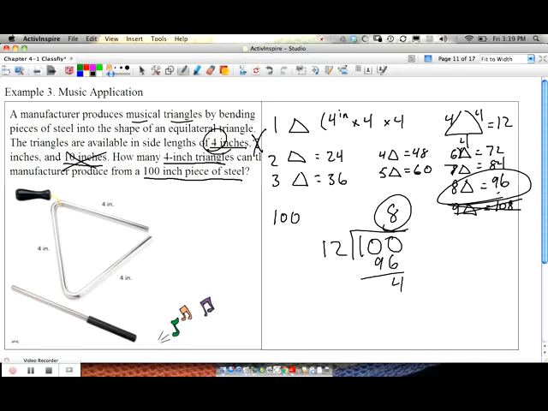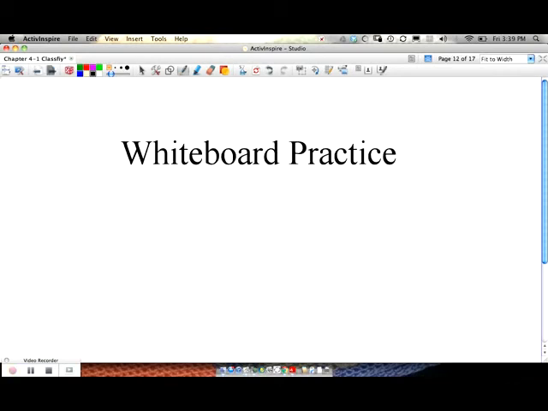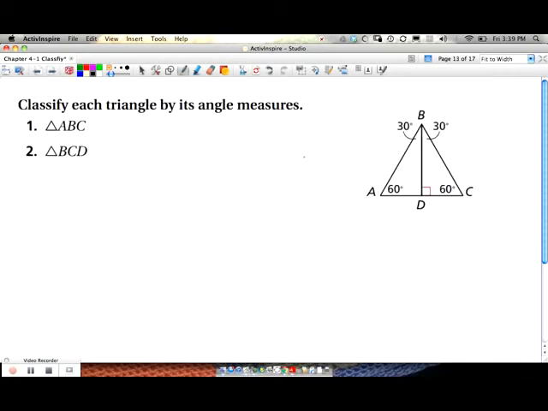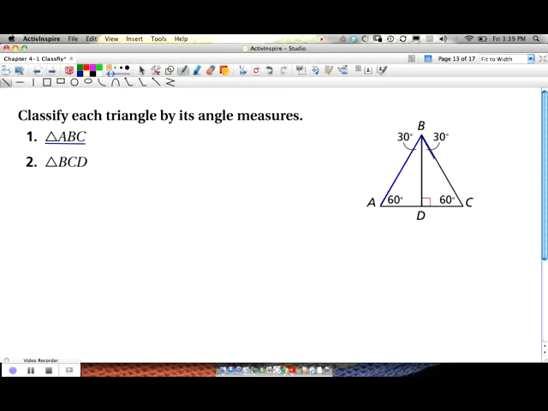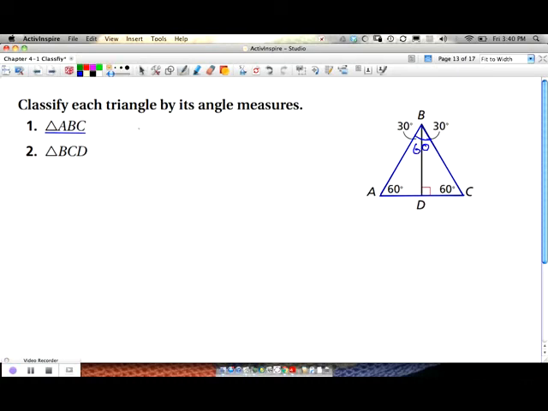It says classify each triangle by its angle measures. Triangle ABC, I'm going to mark it in blue here. Well, something interesting is happening. Notice that this is 30 and 30, which means together it's 60. We got 60, 60, 60. That is an equiangular triangle because all 3 angles are the same. 3 equal angles.